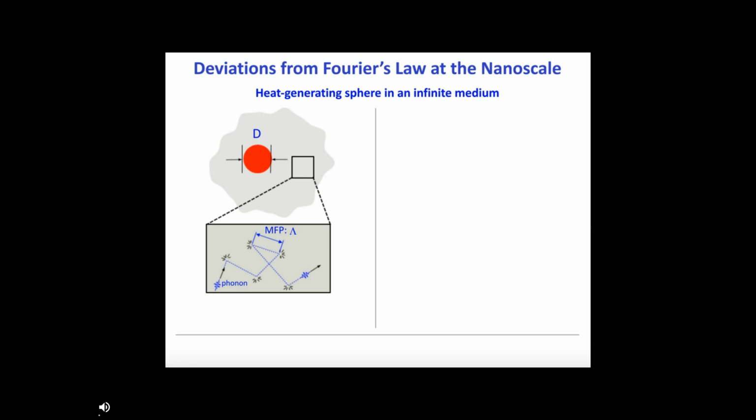And in the classical Fourier's law case that, again, you might see in an undergraduate course, the diameter d of the sphere is much larger than the mean free path lambda of these heat carriers. And so we can then use this kinetic theory expression for thermal conductivity K that says K equals 1/3 C V lambda. And we can use this expression along with Fourier's law to calculate the temperature rise of the sphere.